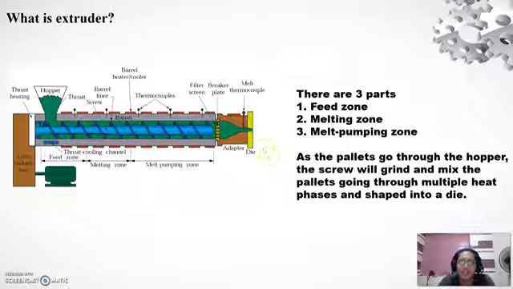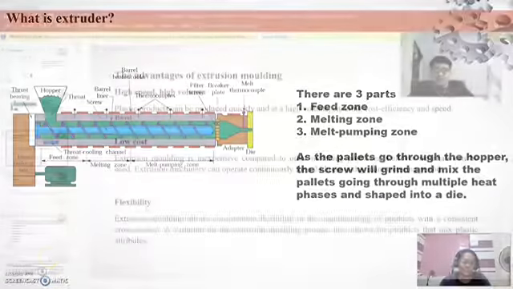So that's an extruder. I made a theory definition: as the pellets go through the hopper, the screw will grind and mix the pellets, going through multiple heat phases and shaped into a die.